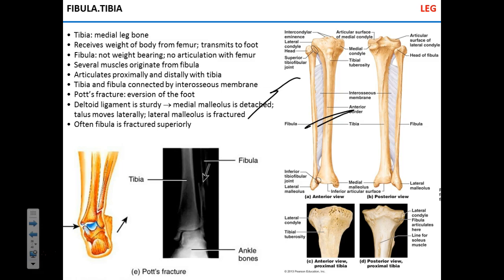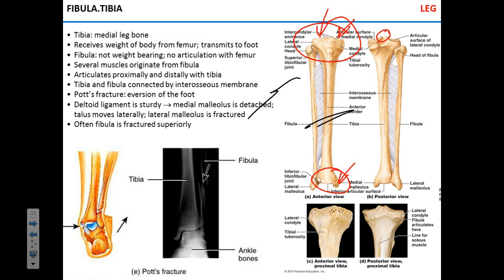Here in this illustration you can see tibia with two condyles and intercondylar eminence. That's where some ligaments of the knee joint are attached. On the distal surface, distal end, you can see a projection called medial malleolus. This model, medial malleolus, is right here. Okay? This is the attachment of deltoid ligament, one of the many ligaments of the foot.